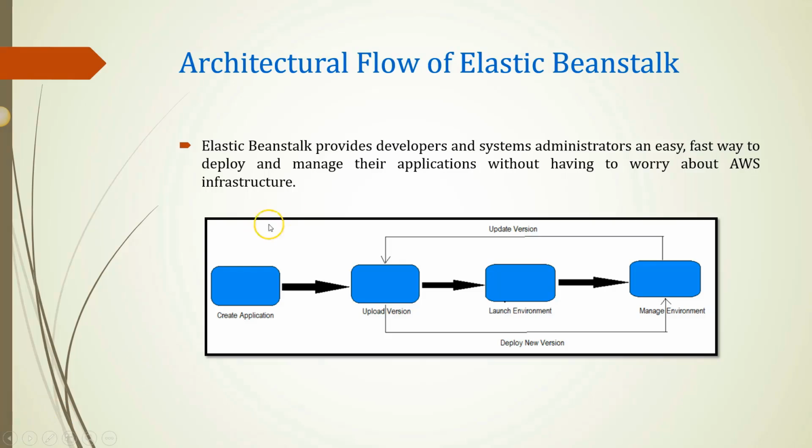So here you can see that we have to create an application and upload the application version. Elastic Beanstalk launches the environment and after that you have to manage the environment. If you are updating the version, you can update it and again it will launch a new environment. So Elastic Beanstalk provides developers and system administrators an easy, fast way to deploy and manage their applications without having to worry about AWS infrastructure. So this is the architectural flow of AWS Elastic Beanstalk.